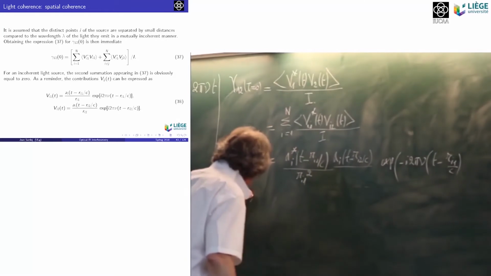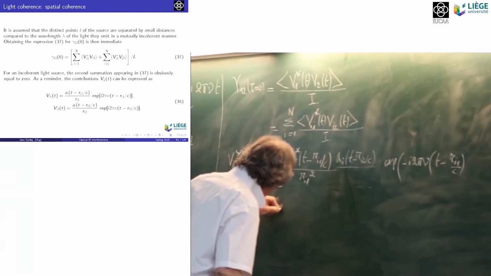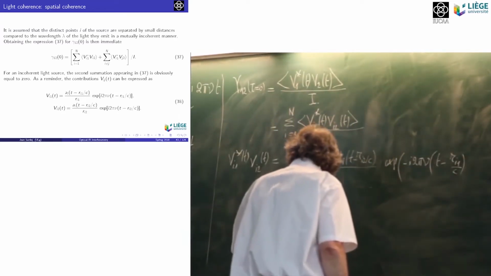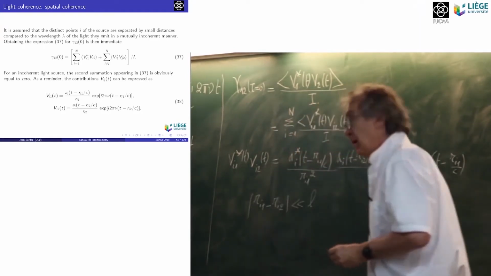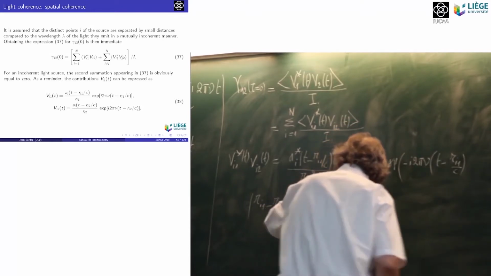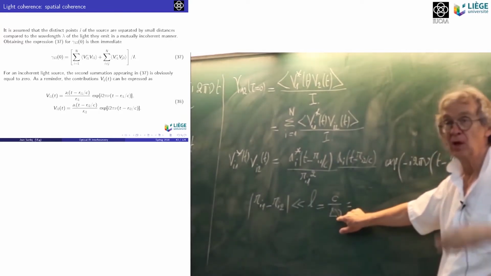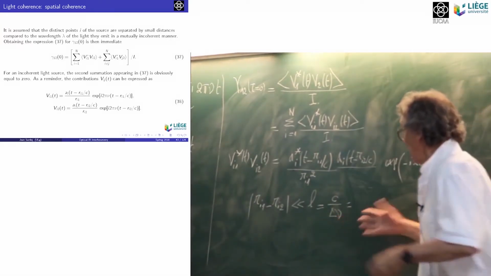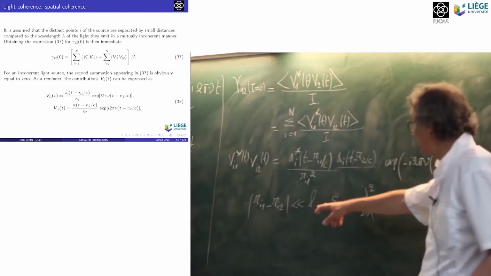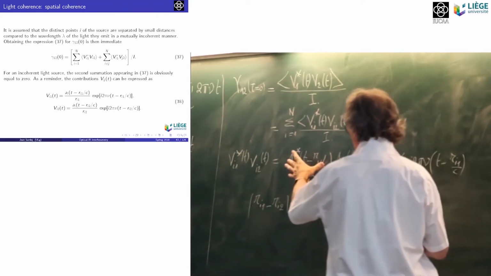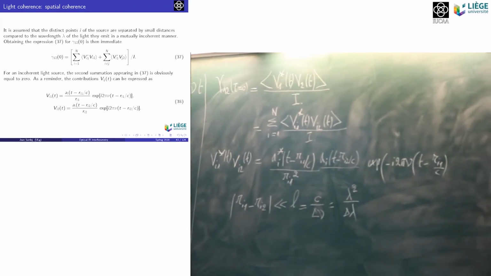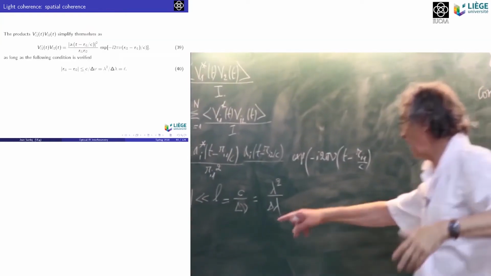If I assume that the difference between those distances is much smaller than the coherence length, which is c divided by delta nu, where c is the light velocity and this is the period of the beat phenomenon, which is also equal to lambda square over delta lambda. If I assume this, then what I can do is to say that these two amplitudes are the same, because the amplitude varies as a function of the distance with the wavelength, which is the coherence length.